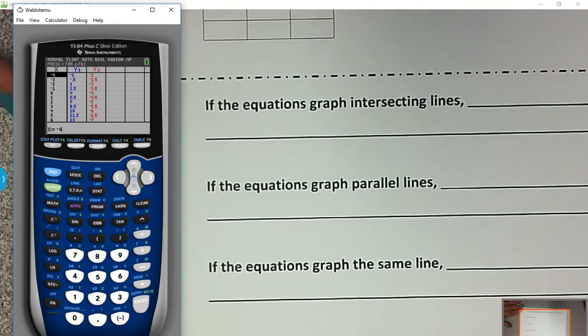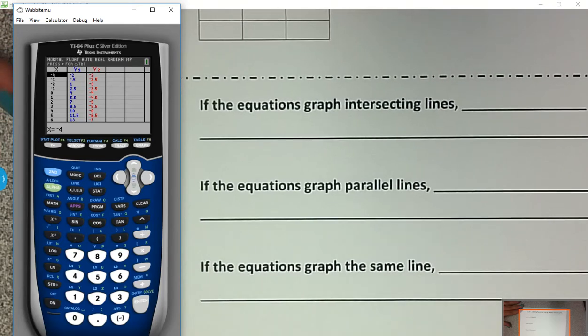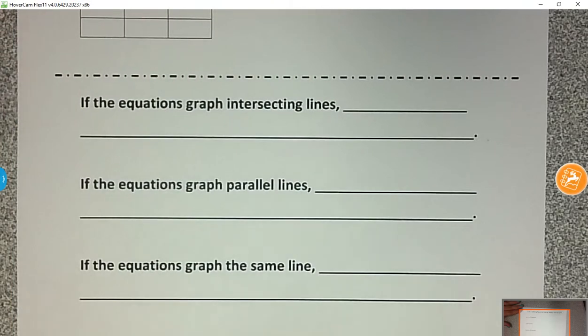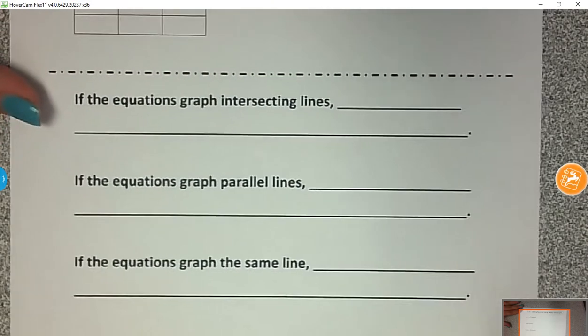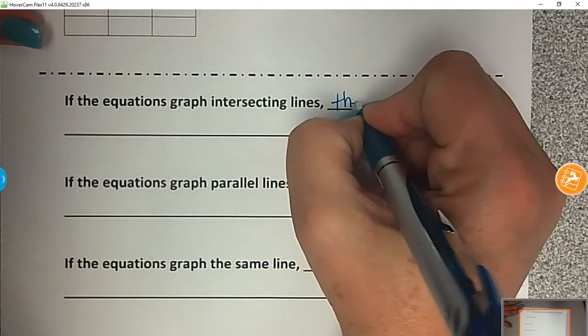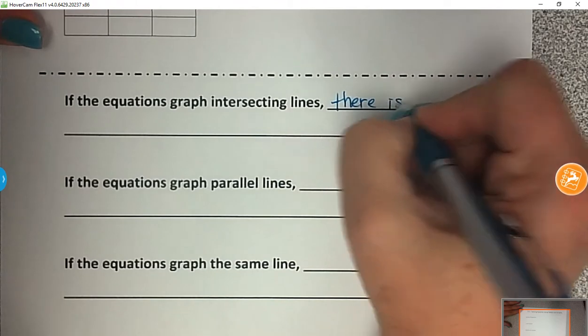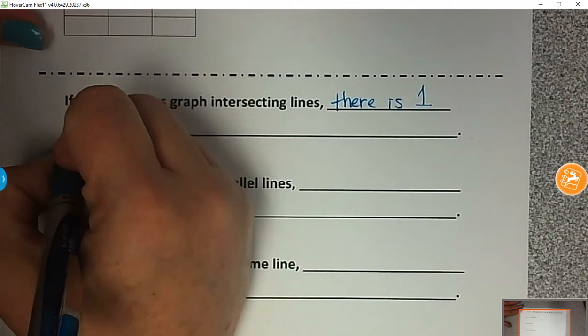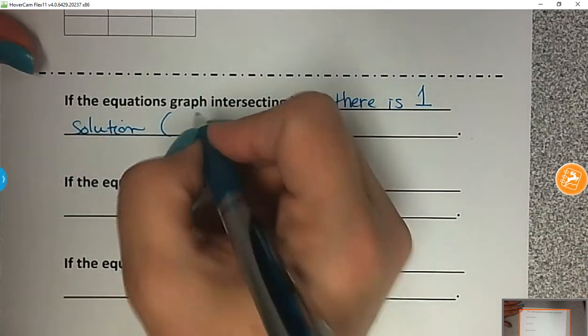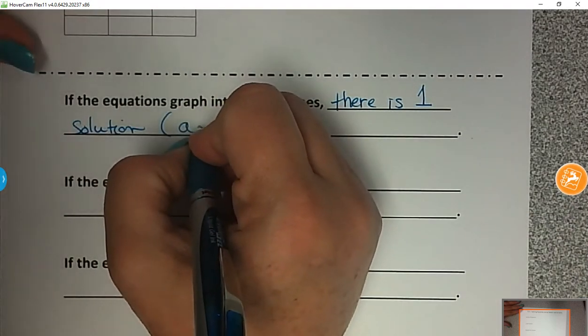All right, so if the equations graph intersecting lines, here are just some general statements, some things that you need to know. Okay, if the equations graph intersecting lines, there is going to be one solution. Okay, and that solution is going to be written as an ordered pair.